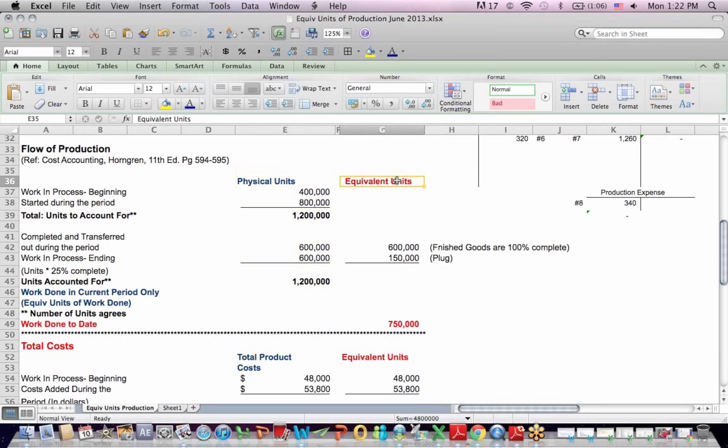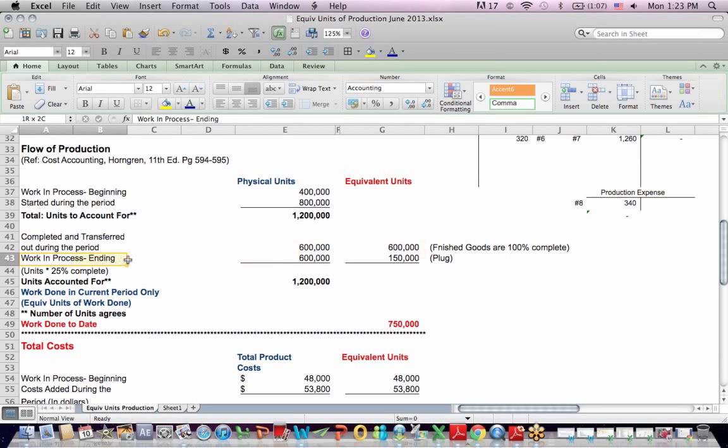The next thing you do is you calculate your equivalent units. Now here's a hint or another check figure. If you complete and transfer units, by definition, they're 100% complete, or in other words, finished goods that are sitting there waiting to be sold are 100% complete. So in an equivalent units problem, you will be given the percentage completion for different groups of units. In this case, the units completed and transferred out by definition are 100% complete. So I multiply 600,000 by 100% and I get equivalent units of 600,000.